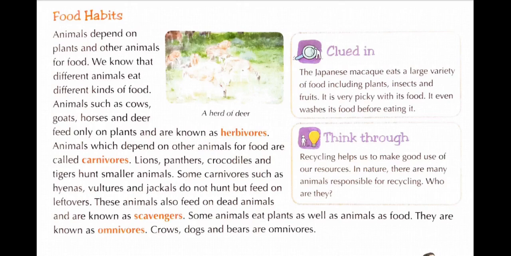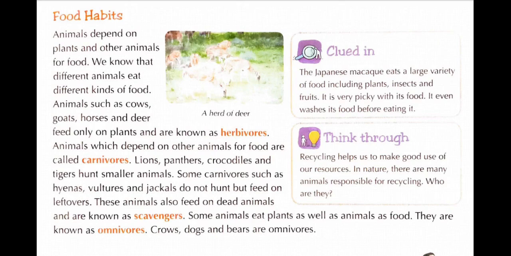Okay, so some animals eat the flesh of other animals like lion, crocodile, tiger, fox. So they are called flesh eating animals or carnivores. Okay, but there are some animals like humans, crow, pig, rats, dogs, etc. So they eat both plant as well as flesh. So they are known as omnivores.